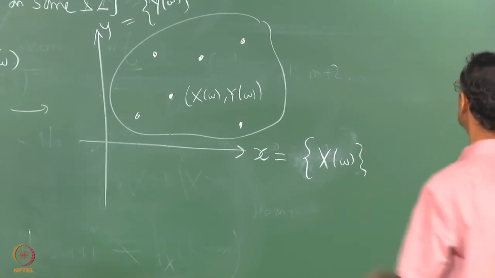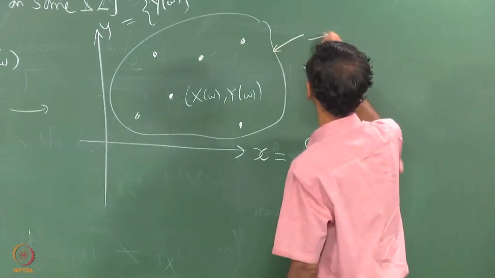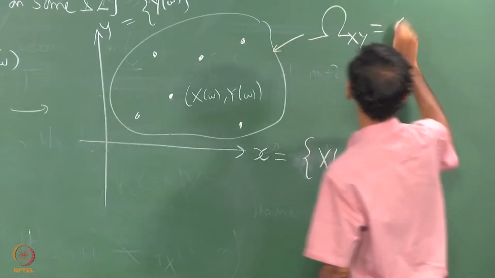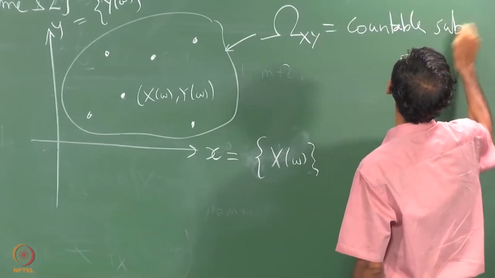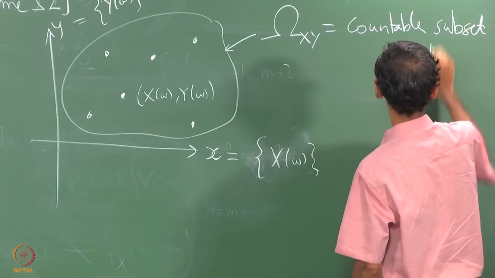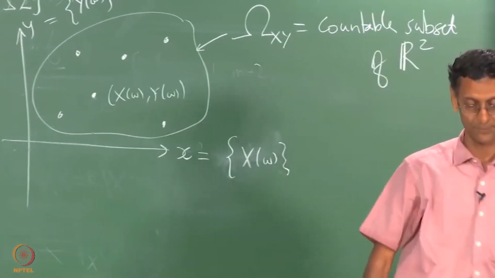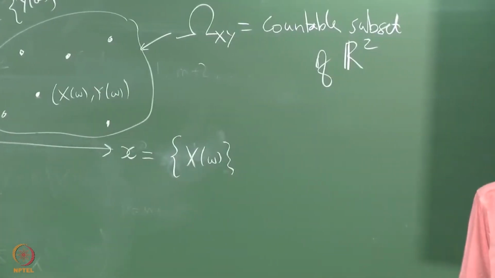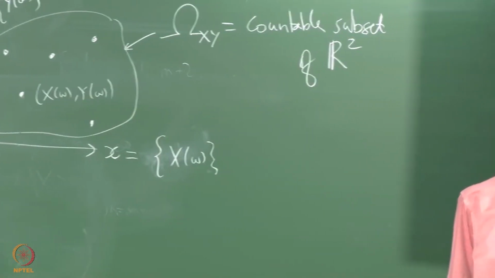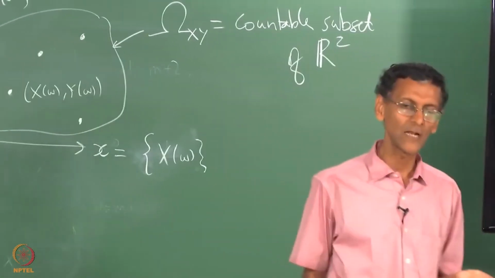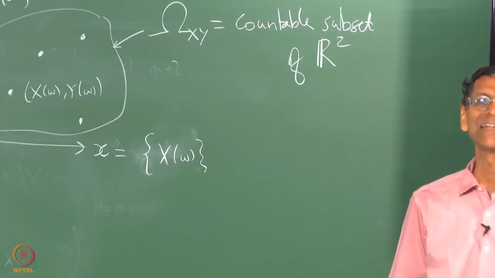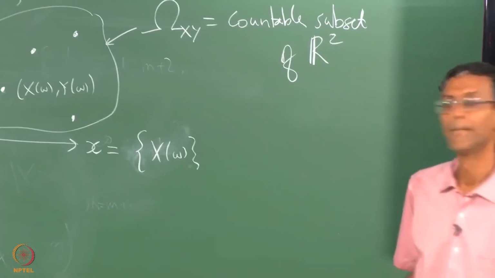Okay. So, this is the set omega, what we are going to call omega xy. This is a countable subset of the plane, and the plane we write as R squared. The line is R power 1 or just R. The plane is R squared. What is omega xy? Omega xy is the set of all possible values that x and y can take jointly.